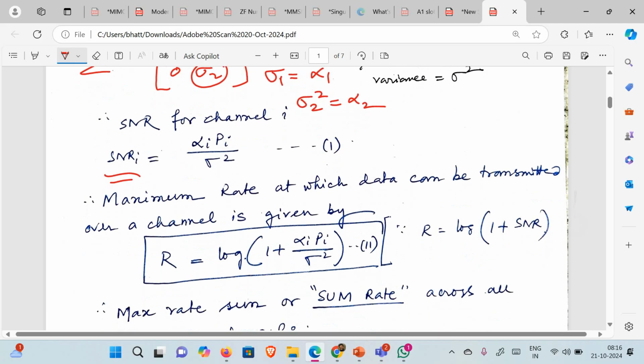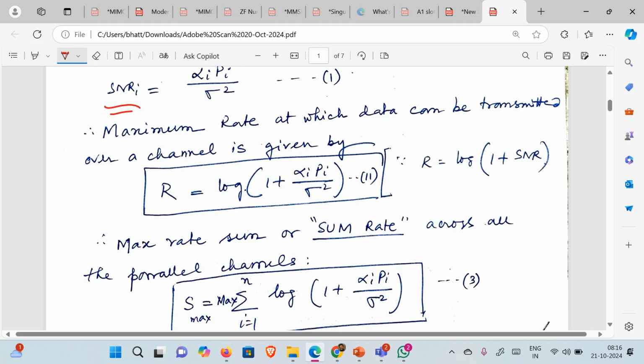Alright, now we have to calculate the maximum rate. As you know from Shannon's channel capacity theorem, the rate is nothing but log of 1 plus SNR. So the same thing we are looking at: rate is equal to log of 1 plus SNR, which I think almost all of you who have done ITC have seen. This is basically a limiting condition: what will be the maximum rate at which we can send the data, given that the channel capacity is less than the rate.